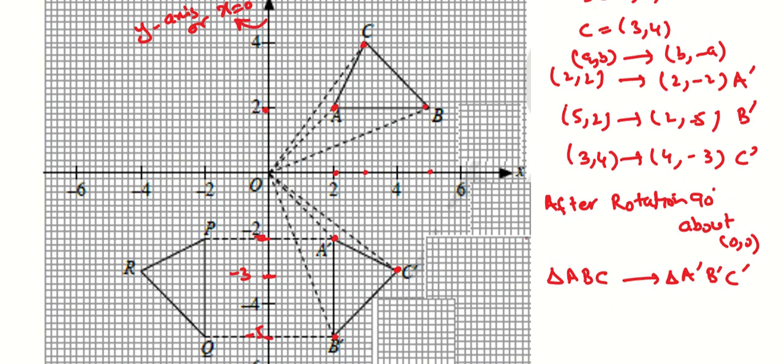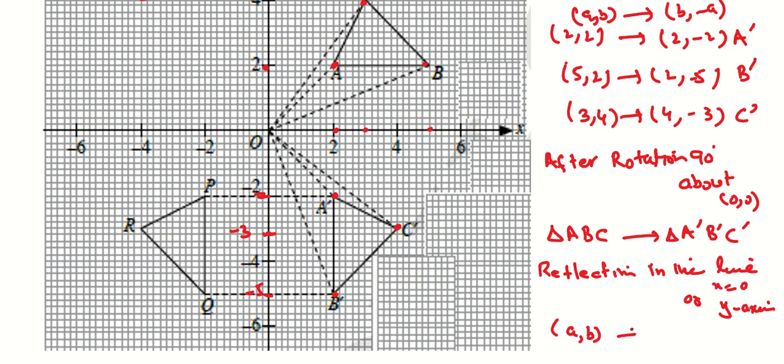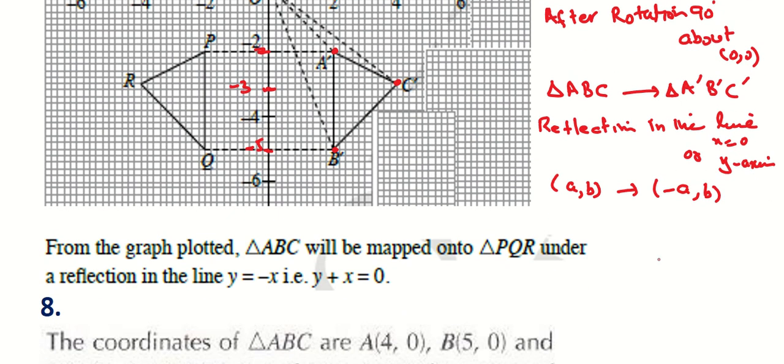So the reflection in the y-axis. When we reflect in the line x is equal to 0, or the y-axis, both are the same. The key point is that (a, b) becomes (minus a, b) after reflection.